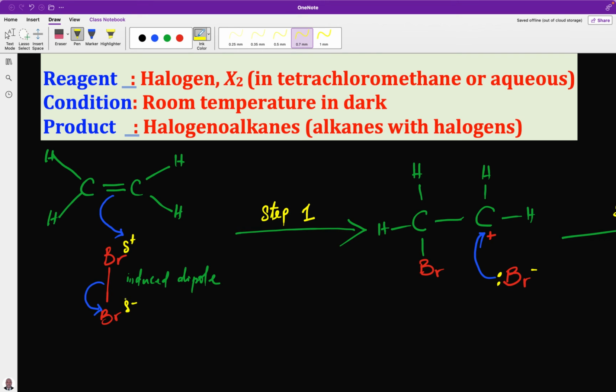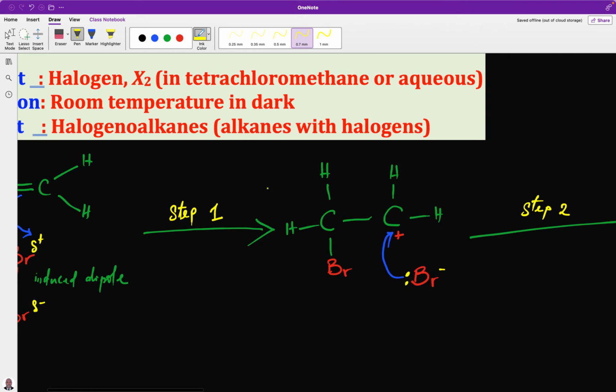What is heterolytic fission? One of the atoms, or one of the ions, will go with the bonding electrons, while the other one will have no electrons attached to it. They may ask you, what is the intermediate formed here? The carbocation is an intermediate formed in this process. This is the intermediate, the carbocation.